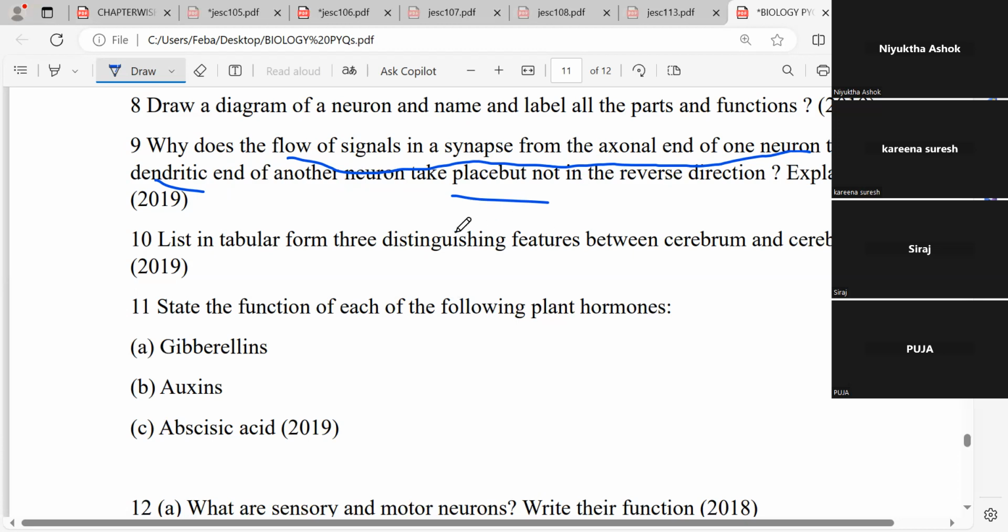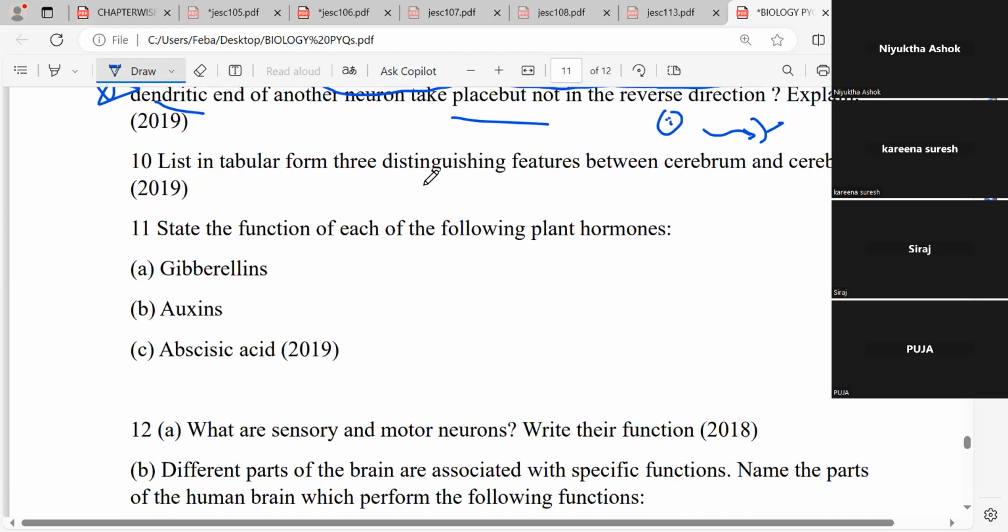Okay. For the impulses to be transported from one neuron to another, there is the release of neurotransmitter happening. Neurotransmitters are present only at the axonal end. They are not present at the dendritic end. In the dendritic end, there are only receptors which can receive the neurotransmitter. That's the reason you're supposed to write over here. This is important. You might get this question this time. Why is the flow not happening in the reverse direction?